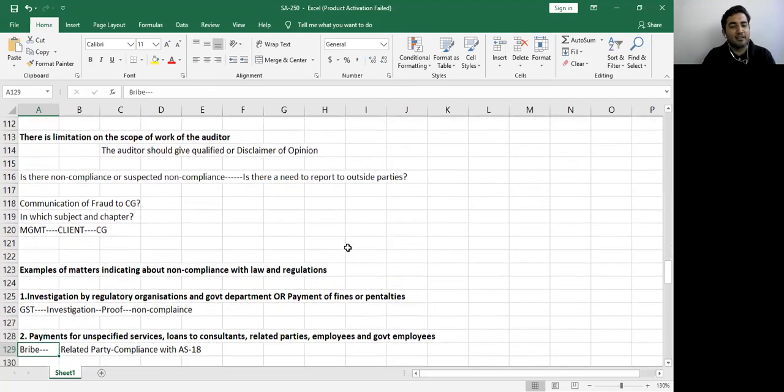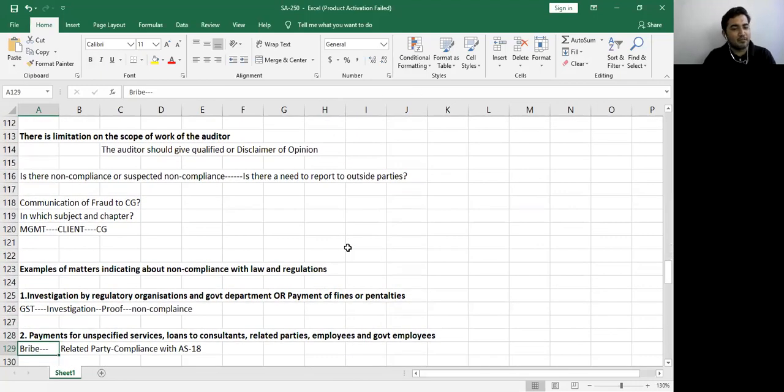Right. And finally, we did a question which says give examples of matters that indicate non-compliance with law and regulation. So Akshay, now all your doubts will be solved. So please focus on whatever I'm saying.